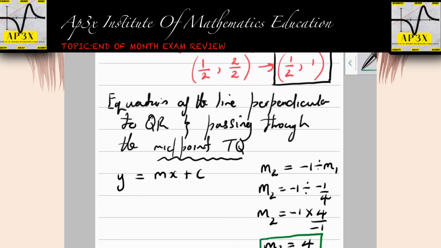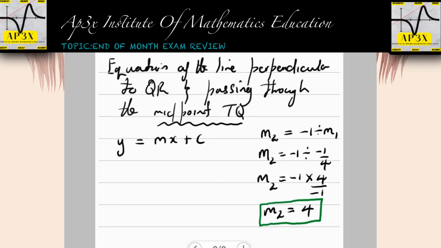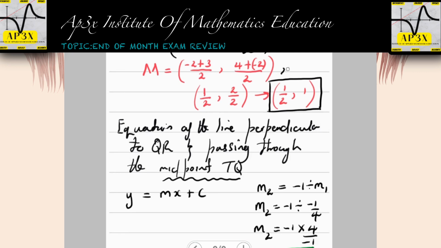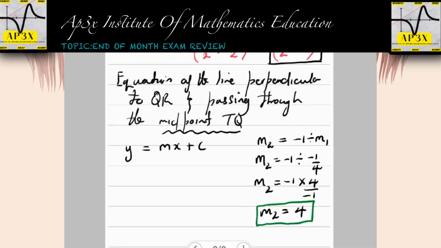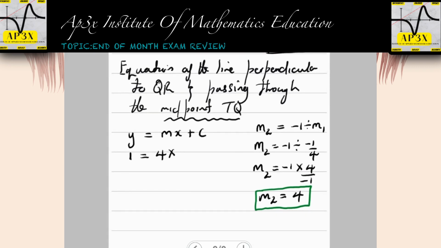So you're going to find here that the perpendicular gradient to that line is m2. But bear in mind that we're looking for the equation of the line perpendicular to QR, and the point of intersection between both lines is the midpoint of TQ, which we already labeled here as (1/2, 1). Remember, the half is going to be x and the 1 is going to be y. So we end up with y being 1, the perpendicular gradient now is 4, and x is a half, plus c.